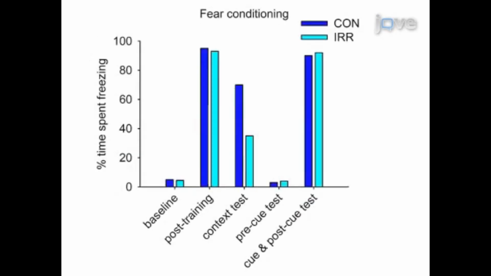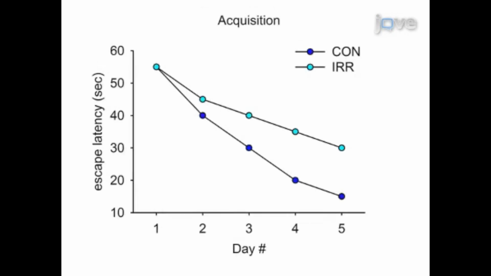The percentage freezing during the initial exposure to the chamber was very low compared to the post-training period. The following day, freezing behavior was still increased within the familiar context, although much less so in irradiated animals. When placed in a novel context, freezing behavior returned to baseline levels, but was raised again by the presentation of the tone. In the Morris water maze task, control animals located the escape platform more quickly over successive trials compared to irradiated animals.